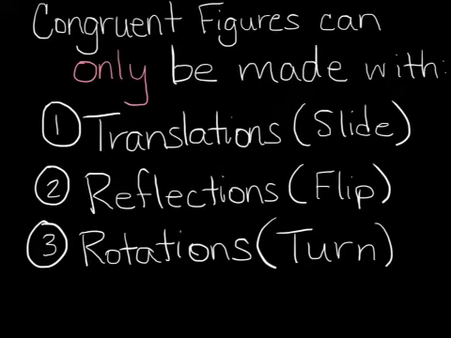I want to remind you that congruent figures can only be made with these three transformations. We can only make them with translations, which is sliding a figure, reflections, which is flipping a figure, and rotations, which is turning a figure. Remember, we can't make congruent figures with dilations.